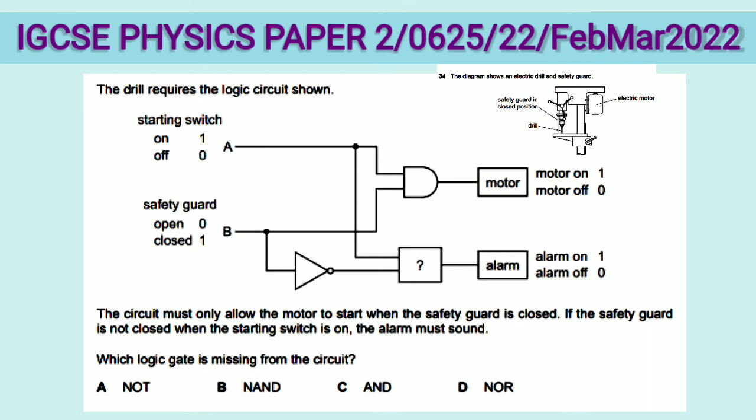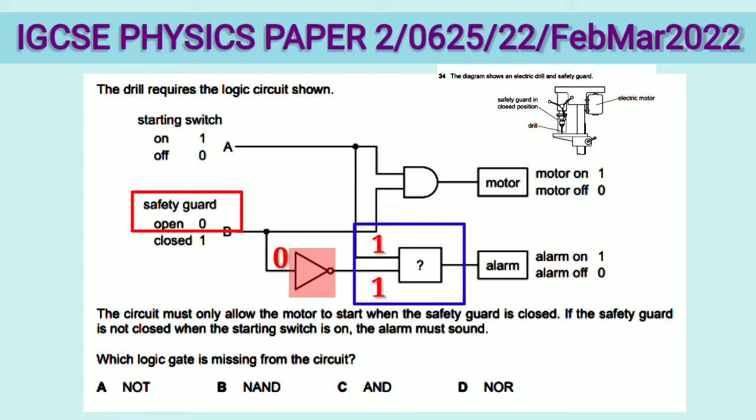Let's check inputs and outputs at missing gate when alarm should be on. Switch is on, input at the missing gate is 1 and when safety guard is not closed, that is open, input 0 passes through NOT gate which makes it 1. So input at missing gate is 1, 1, and we need output 1 for alarm to be on.